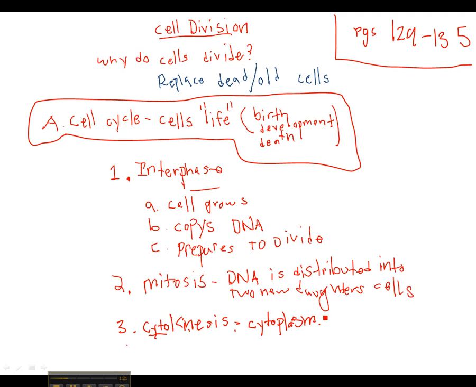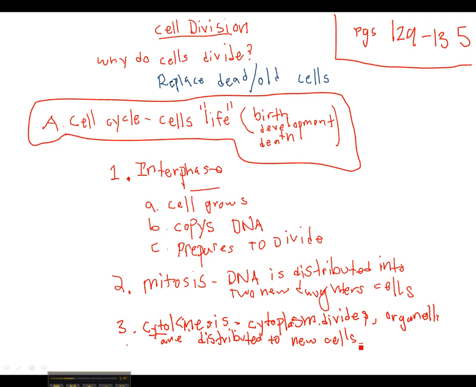divides. All the organelles also get split in half. So all the organelles are distributed to the two new cells. Okay? Organelles are distributed to two new cells.